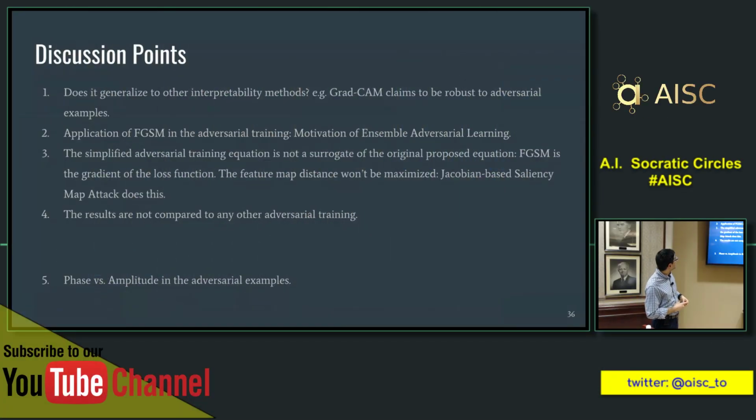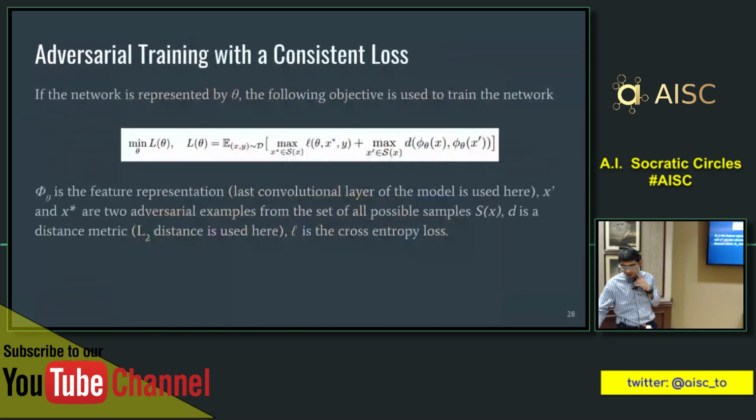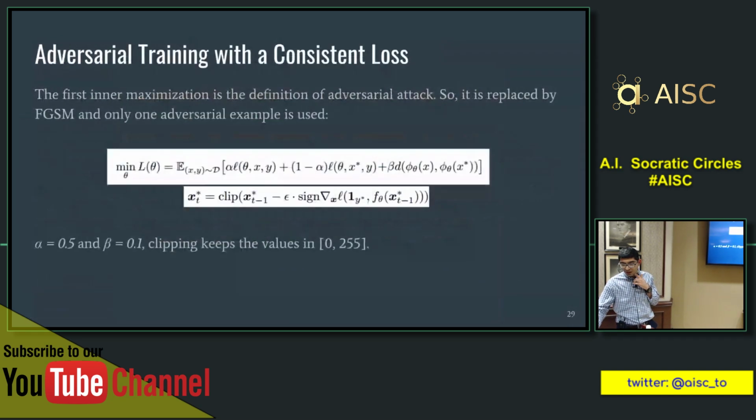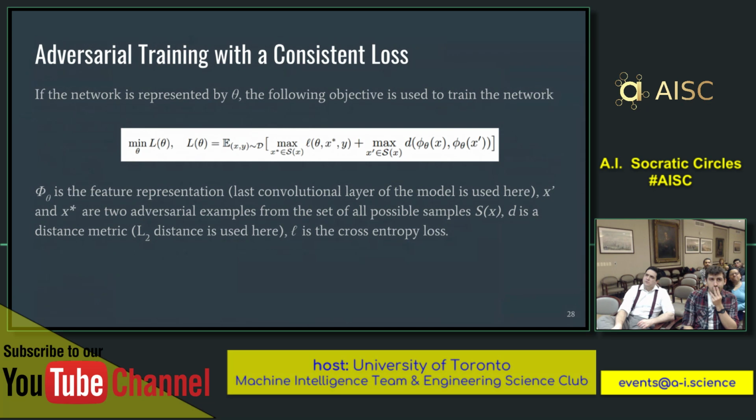One very important thing that I think is not good in this paper is that simplification, going from this to this. What happens is that FGSM maximizes the loss function. So it's valid for the first term, because that's what it does. But for the second one, which is looking at the distance between the feature maps, that's not what FGSM is doing. So how do you simplify this with this?